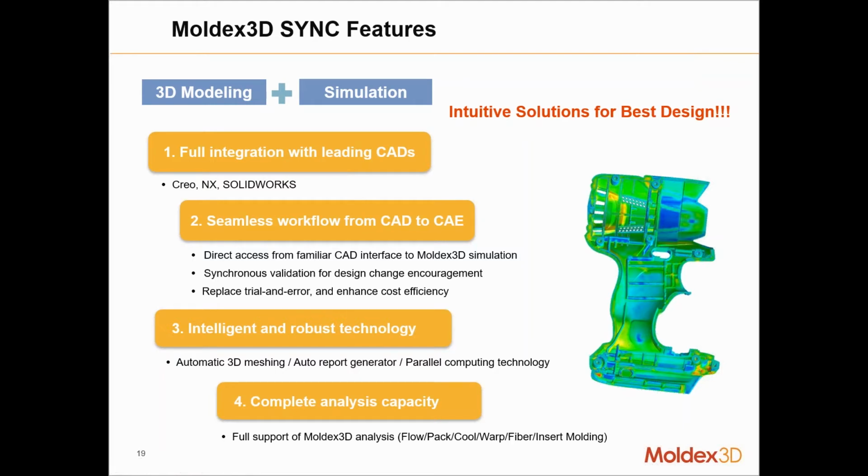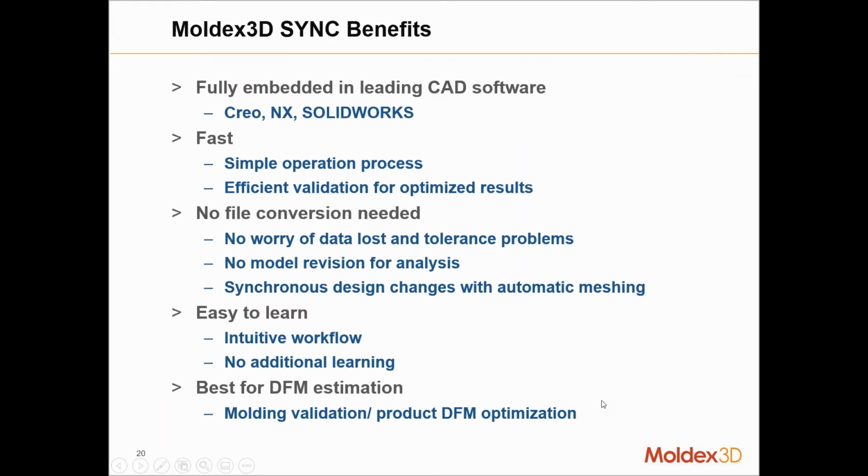So the CAD designers are able to run flow, pack, cool, warp, fiber orientation, and insert molding or overmolding in the early design phase. Based on Sync, it's easy for CAD designers. Based on the thermoplastic process, they are able to use a default flow packing pressure to see where the wall location is, how much pressure you need in order to fill the part without getting short shots, and also understand material shrinkage, etc.